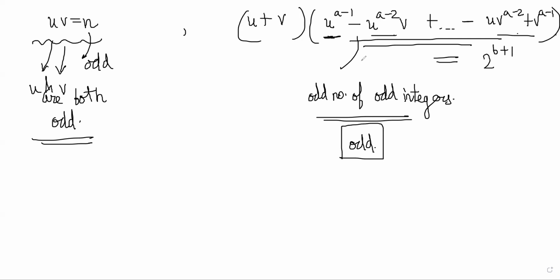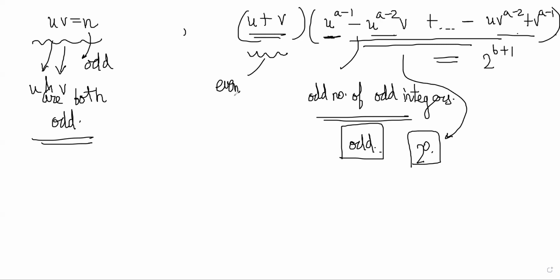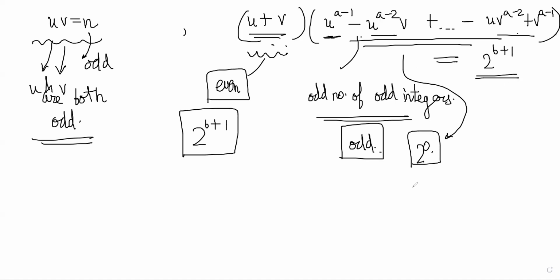So basically, the power of 2 present in this factor, since it is an odd number, is 2^0, right? And since u and v were odd, and the sum of two odd numbers is even, this is an even number. So this must contain all the powers of 2, right? The only way the product of these two is going to be equal to 2^b + 1 is if this one was 1 and this one is 2^b + 1, right? So basically, we have u + v = 2^b + 1.